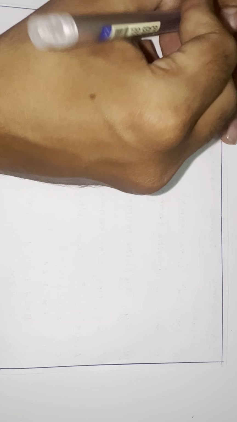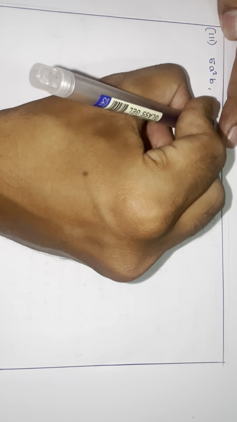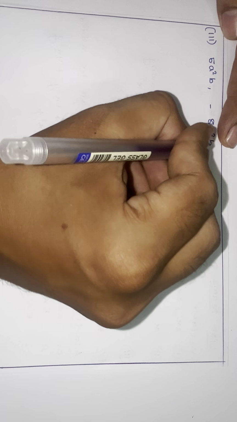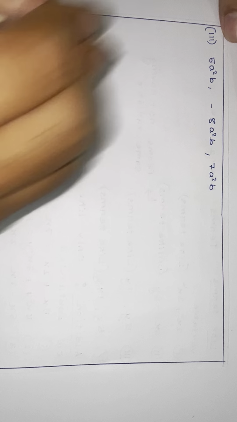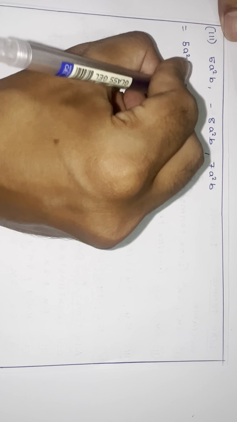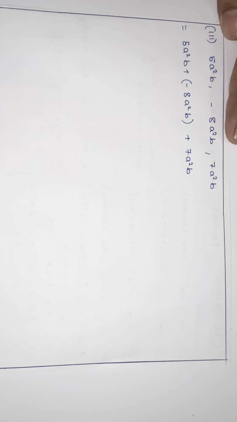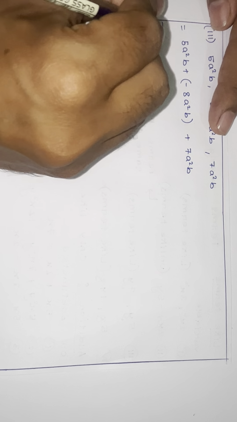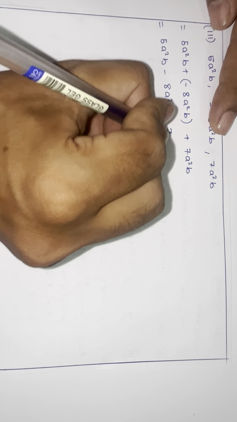Now let's do the next question. The third one we have 5a squared b, comma, minus 8a squared b, and lastly we have 7a squared b. First, instead of these commas I will put plus signs. 5a squared b plus minus 8a squared b plus 7a squared b. Plus minus is minus. So 5a squared b minus 8a squared b plus 7a squared b.